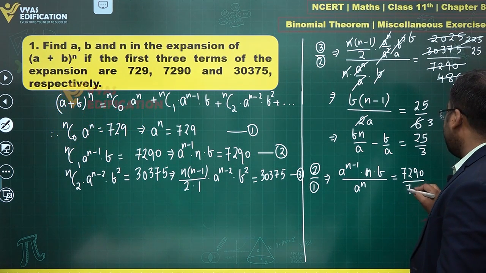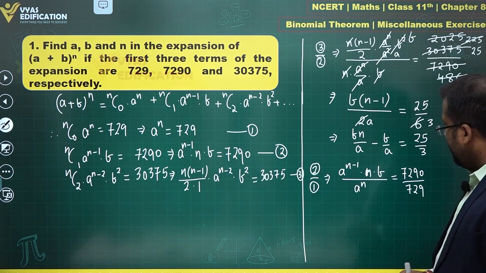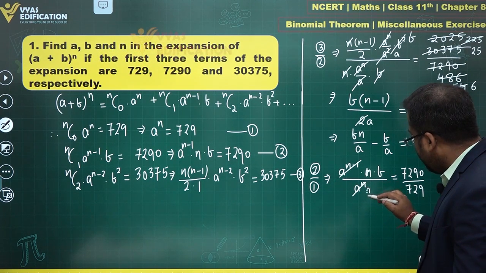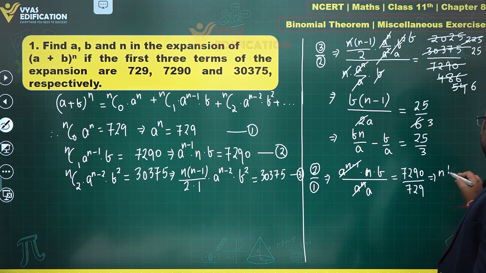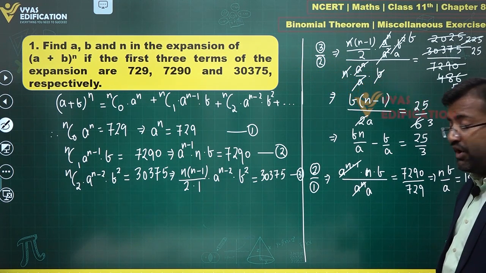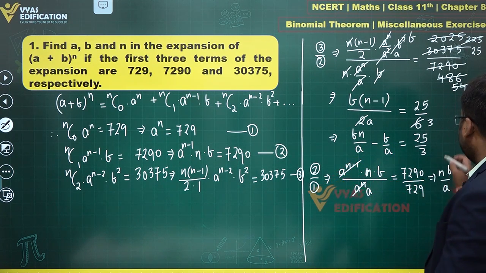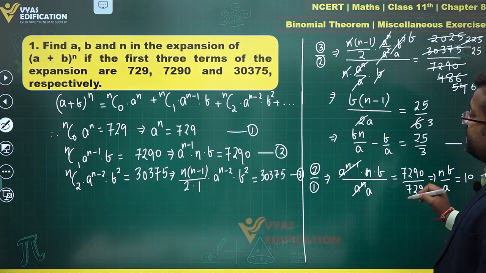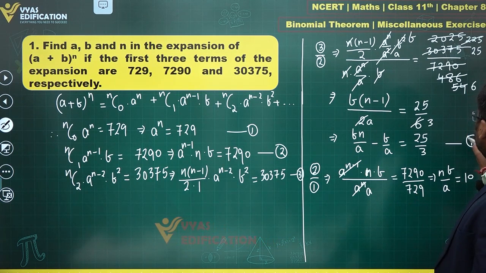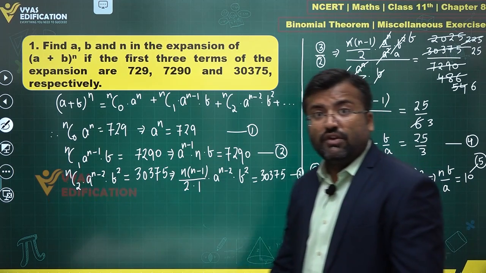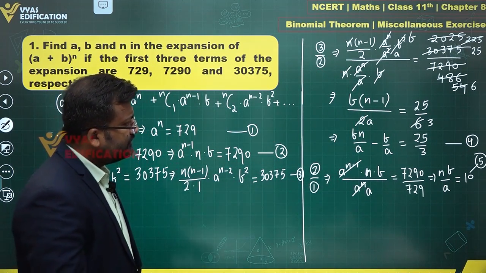7290 over 729. Okay. And if you may observe, this is simply A in the denominator. This gives me nB upon A is equal to 10. This gives me nB upon A equal to 10 means this and this. Let's call this equation number 1, 2, 3. Let's call this 4 and let's call this equation number 5. Okay. We have equations 4 and 5 now.